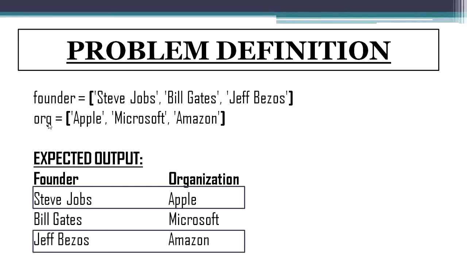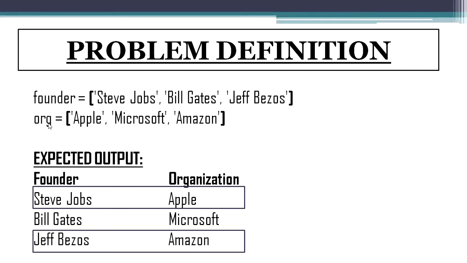Now we want to iterate over each list such that we can print the name of the founder as well as the organization simultaneously. The name of the founder is present in the founder list, whereas the name of the organization is present in the org list. So it is clear that we have to iterate over both lists at the same time, or iterate over both lists in parallel, so that we can print the output as we want.